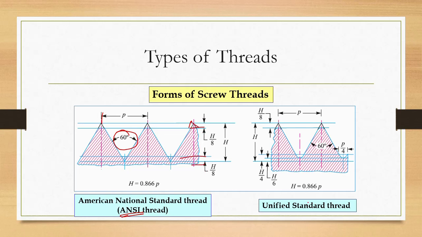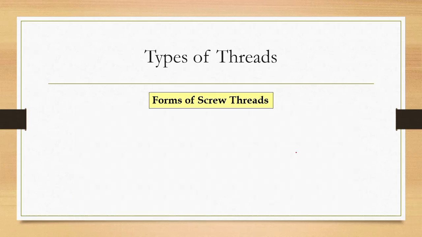This is the unified standard thread. So we have the height of the root, the height of the crest, and the angle. So it's the same thing. These are different terminology for the standard threads we use for different industrial applications.